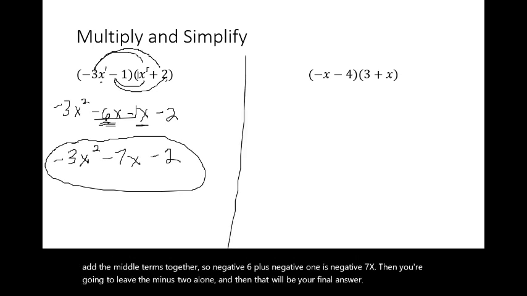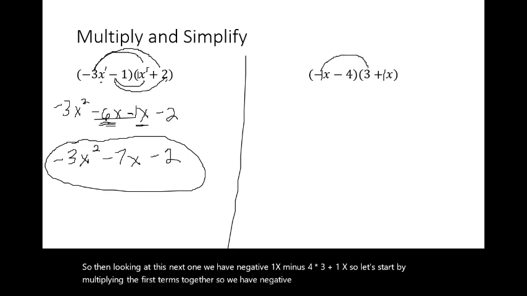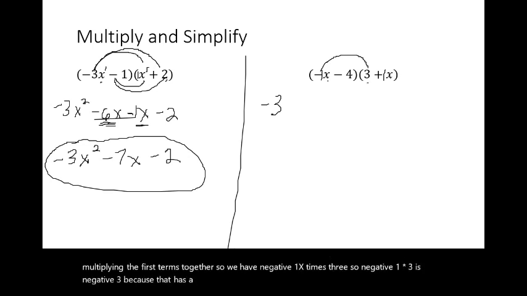So then looking at this next one, we have negative 1x minus 4 times 3 plus 1x. So let's start by multiplying the first terms together. So we have negative 1x times 3. So negative 1 times 3 is negative 3. Because that has a variable and that does not, you're going to leave the x alone.